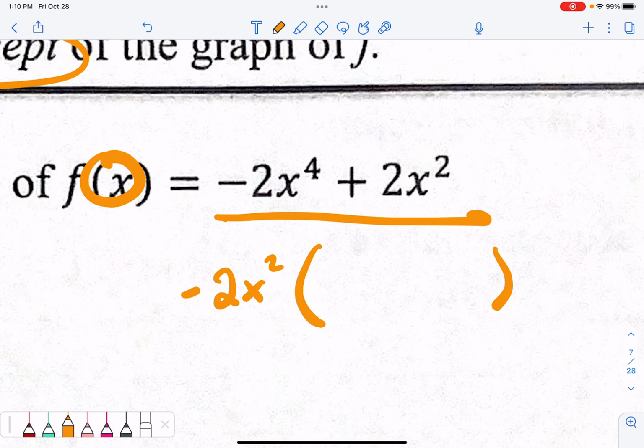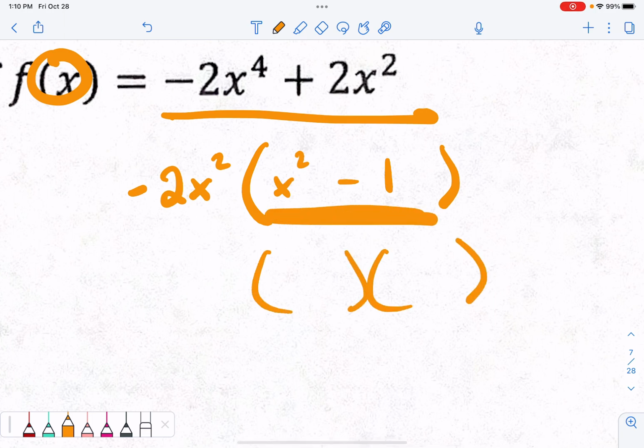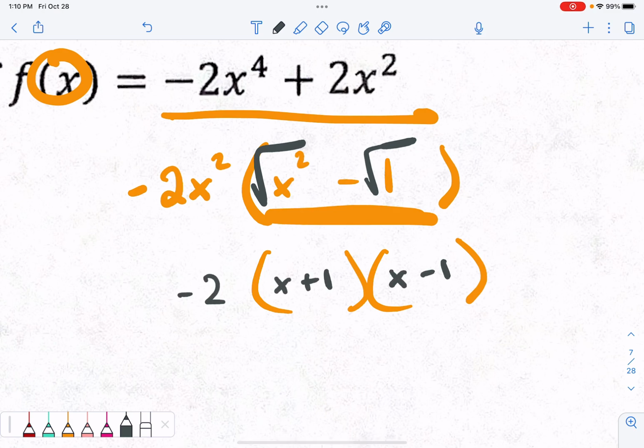And if we do that, then what will be left? Negative x squared minus 1. Now, this guy technically is something special. He's a difference of squares. So this guy will break down into x plus 1, x minus 1, and we still have our minus 2x squared.